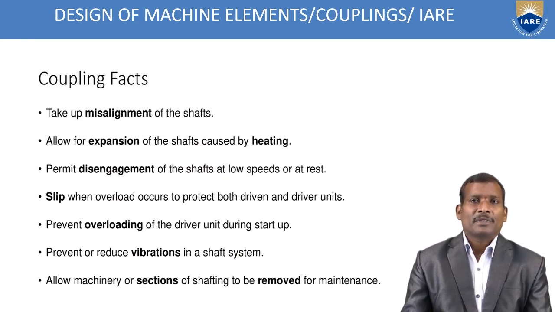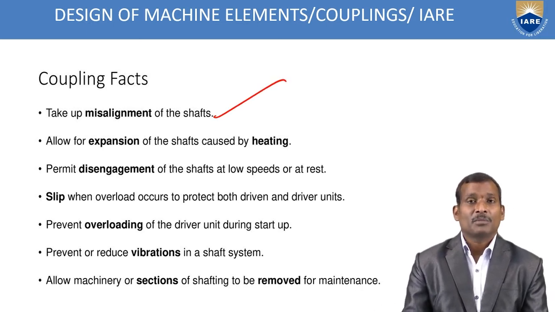See the coupling facts. Take up misalignment of the shaft. So flexible couplings carry misalignments of the shaft. They allow misalignments. But in case of rigid coupling, it does not allow misalignment. So that's why the couplings are classified into two types according to their application.